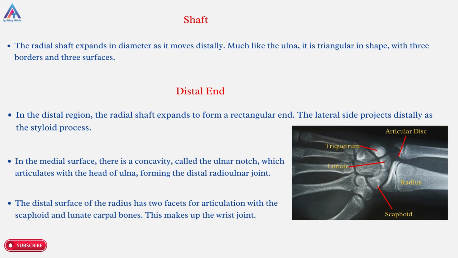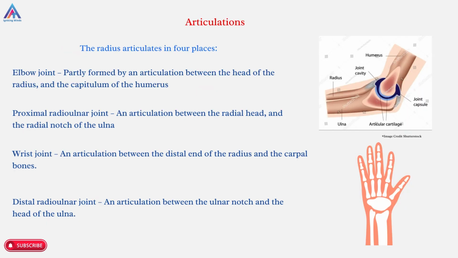The styloid process projects distally on the lateral side. On the medial surface, there is a concavity known as the ulnar notch. This notch articulates with the head of the ulna, creating the distal radio-ulnar joint. The distal surface of the radius has two facets that connect with the scaphoid and lunate carpal bones, forming the wrist joint. The radius bone connects to four different joints in the body.